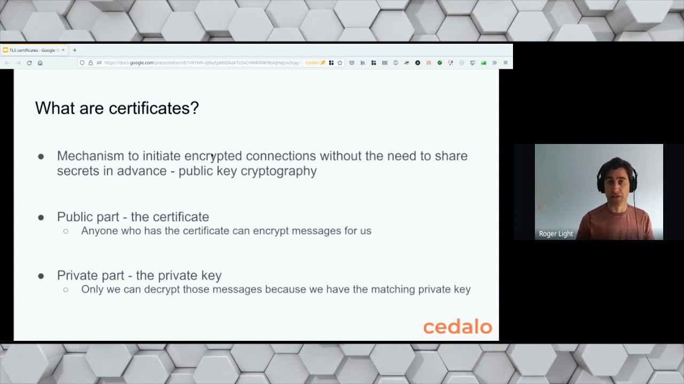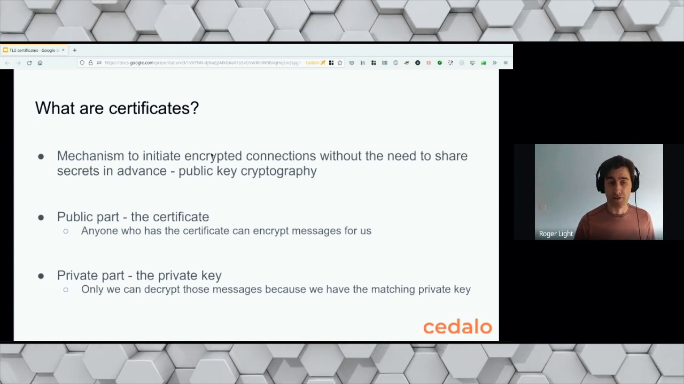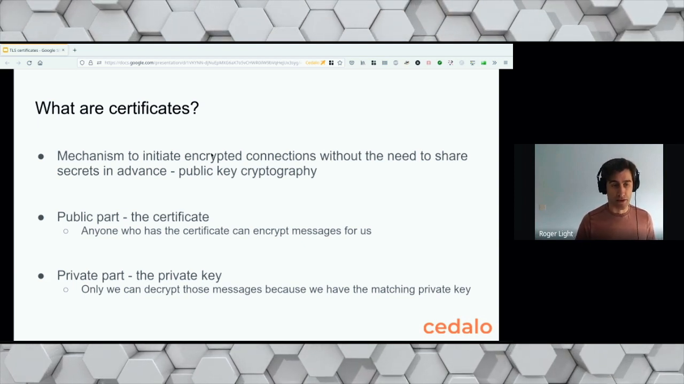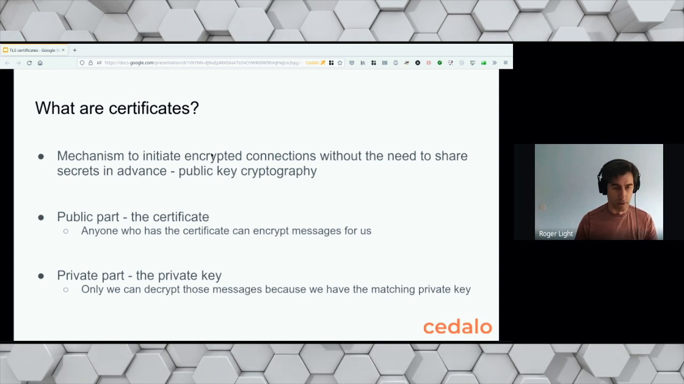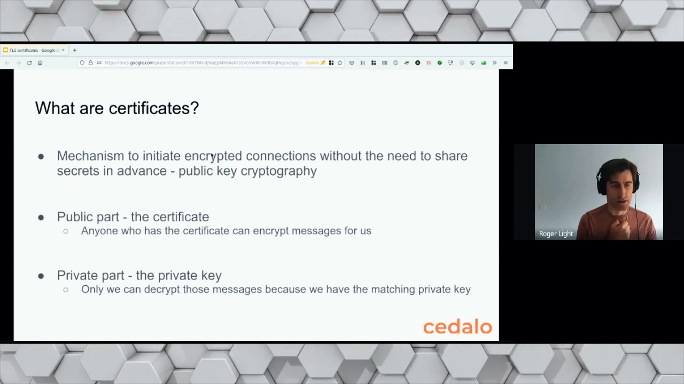And that private key and the certificate are tied together, the certificate is derived from the private key. Now, in practice, of course, this is all handled for us, those parts.